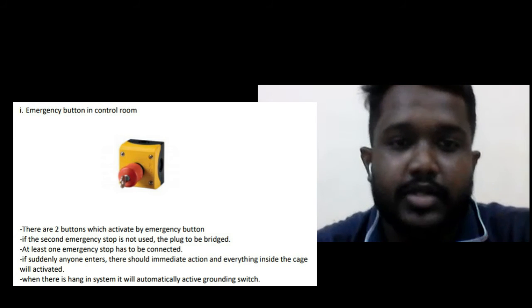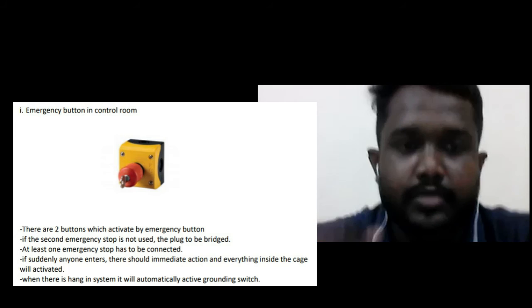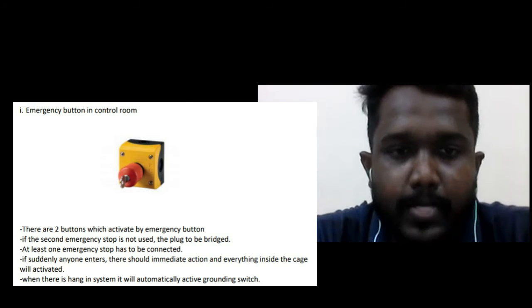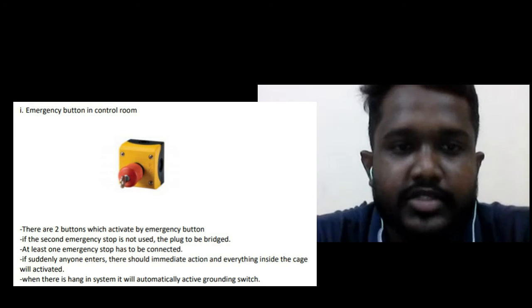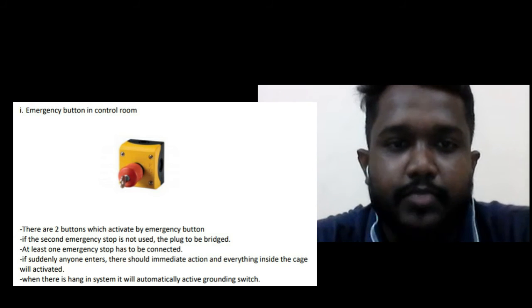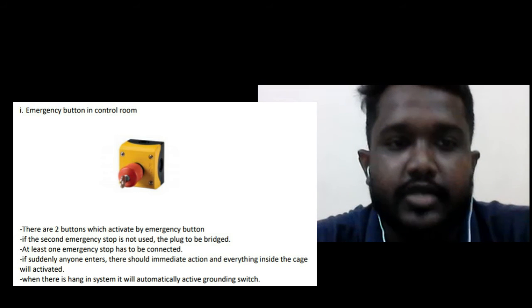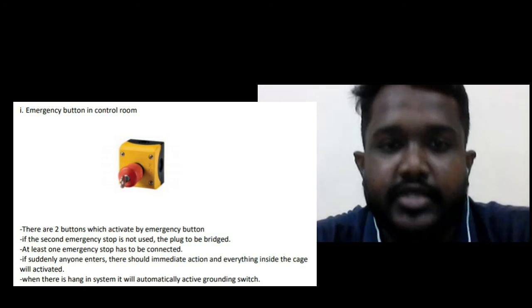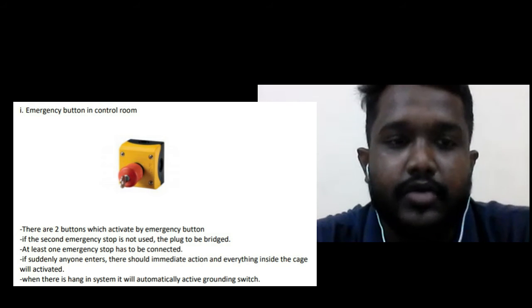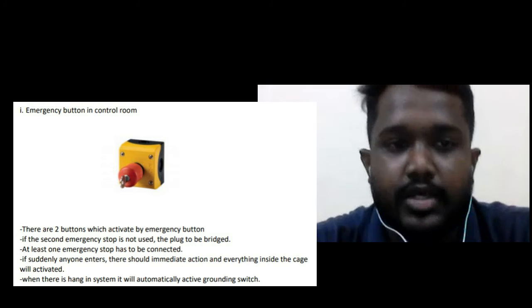Okay, now I'm going to explain the emergency button. There are two emergency buttons. If the second emergency button stop is not used, the plug has to be bridged. At least one emergency button has to be connected. If suddenly anyone enters, there should be immediate action and everything inside the cage will be deactivated. When there is a hang in the system, it will automatically activate the grounding switch.